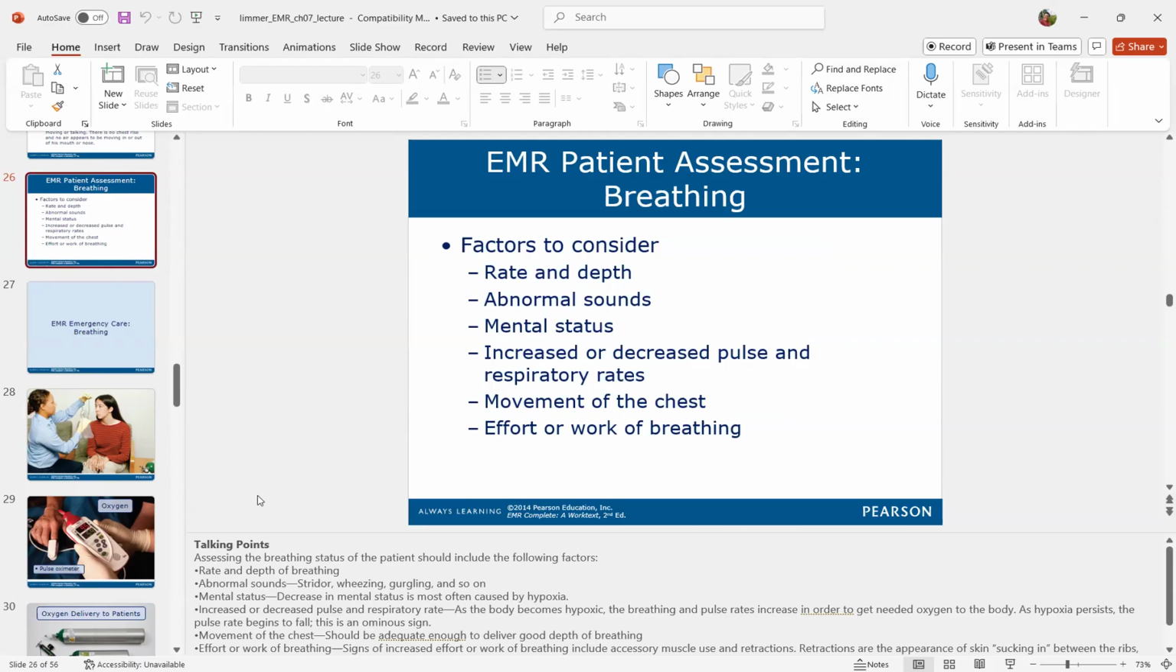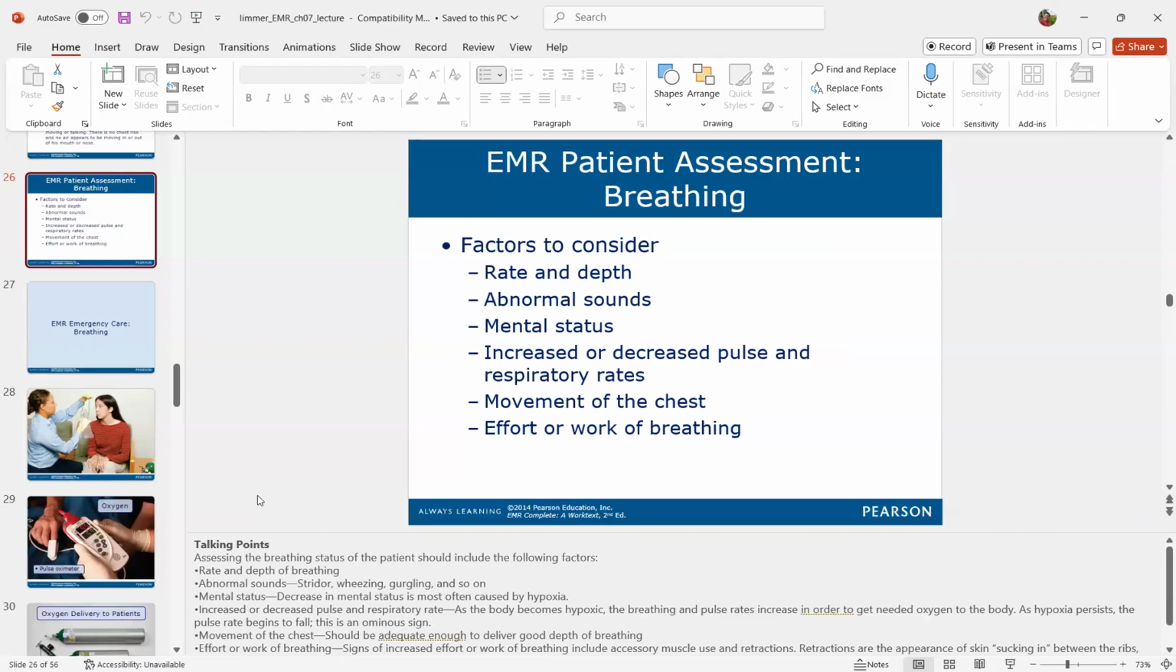Now, a lot of times you can hear that stuff without a stethoscope even. Just, are you hearing any abnormal sounds? What's the patient's mental status? A decrease in mental status is most often caused by hypoxia, or lack of oxygen. So we're trying to do a lot of this stuff quickly so we can get oxygen on people.